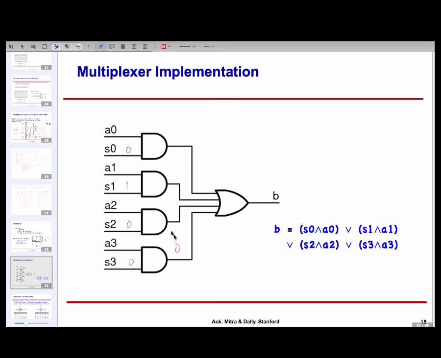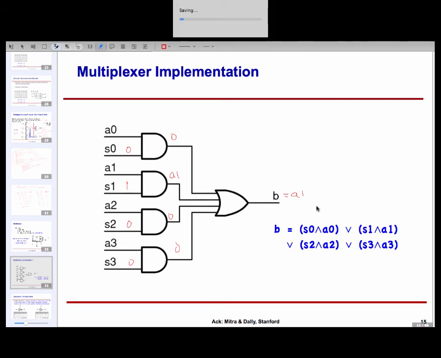So this AND gate would be 0. What would be the output of this AND gate? A1, right? Because A1 ANDed with 1 is A1. So I'm going to see A1 out here. And then if you look at this OR gate, ORing with 0 has no effect, so the output would be A1. So I will see B equal to A1. The same argument holds for any one of them. So if I have a one hot coded S, then it will steer the right A to the output.